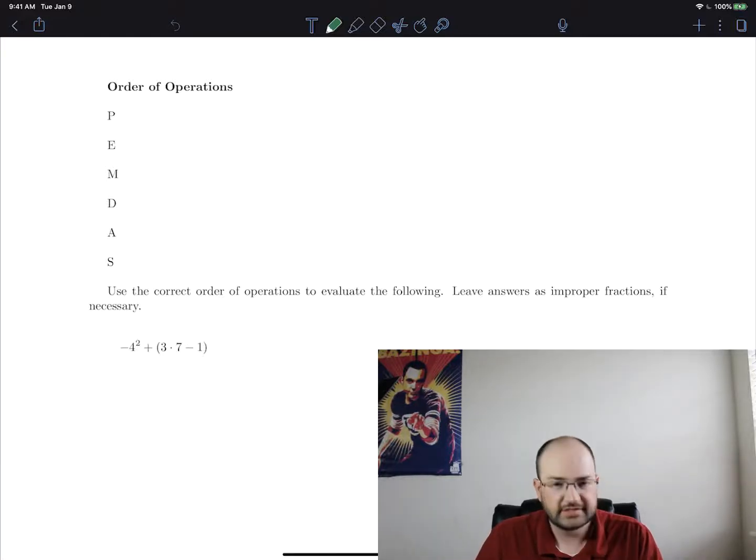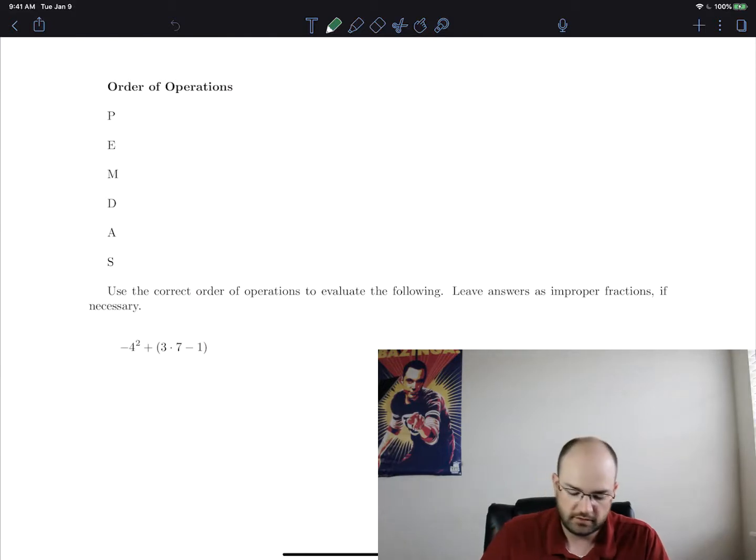Hello. In this example, we're going to start working with the order of operations. Now, we've all heard of PEMDAS, or please excuse my dear Aunt Sally, or something like that, more than likely. And this really is telling us the order in which we need to evaluate expressions. Now, what each of these stand for are the following.